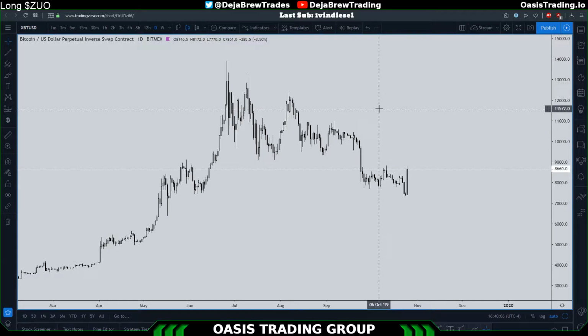So if you guys are just coming in, we're going to be going over my Doji system. My Doji system is used to find support and resistance levels. It can be used on stocks, crypto, Forex, whatever. It can be used on many different markets.